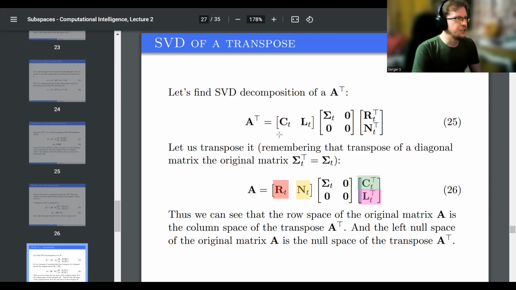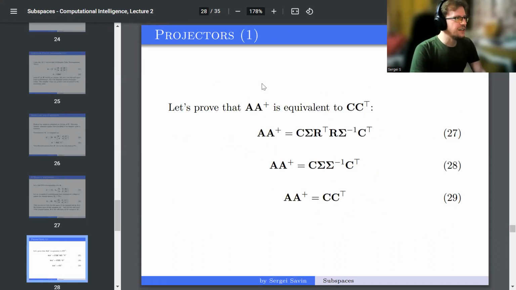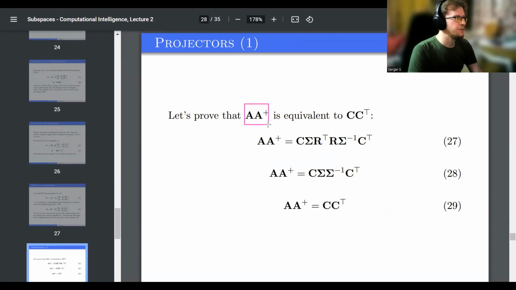Okay, so this is how you prove those things. Good. Now, finally, let us prove some equivalences about the projectors. So I was saying that this guy is a projector onto the column space, and this is also a projector onto the column space. Let us prove that they're the same.